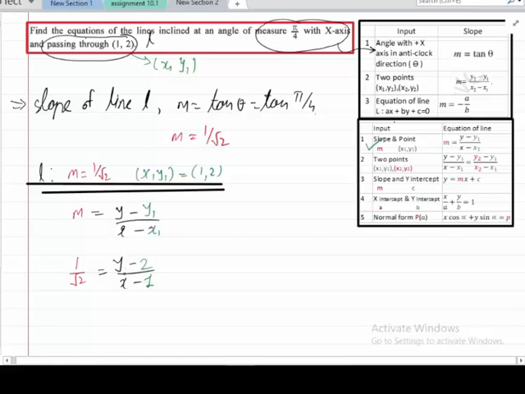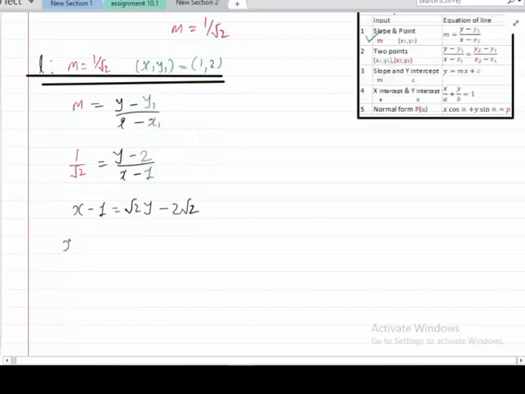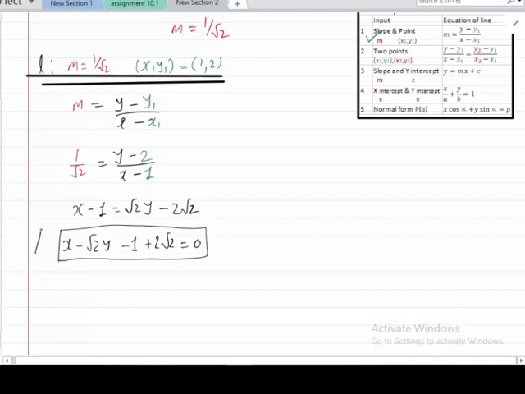Now we know that we have to cross multiply to simplify this. x minus 1 ones are x minus 1, root 2 into y minus 2 is root 2y minus 2 root 2, or we can say x minus root 2y minus 1 plus 2 root 2 is equal to 0. Ta-da! This is the required equation of line L.